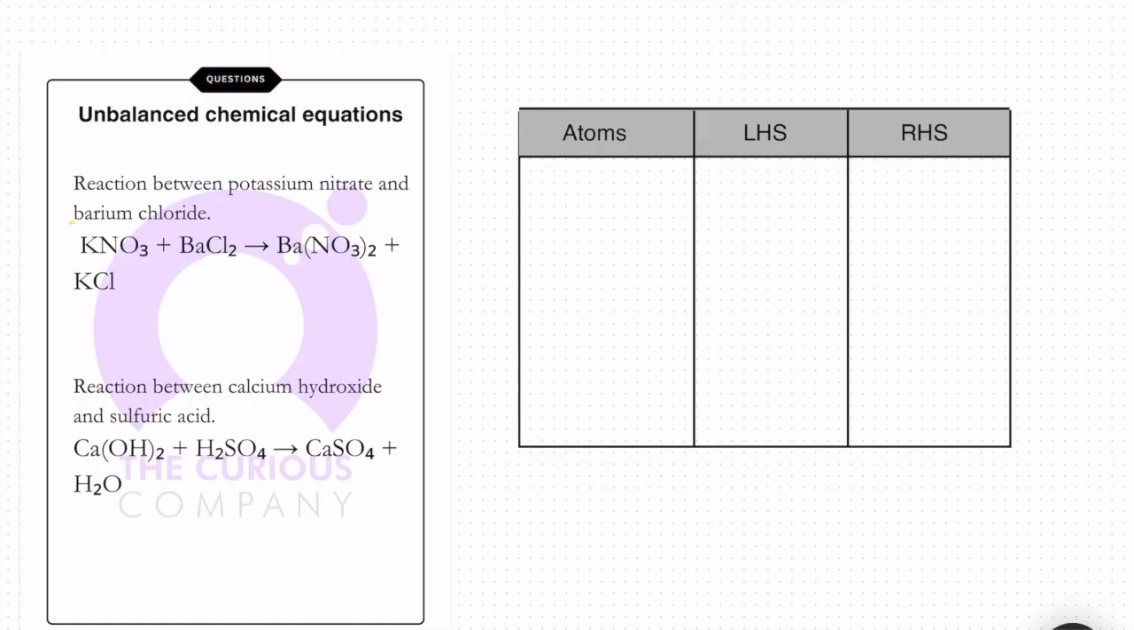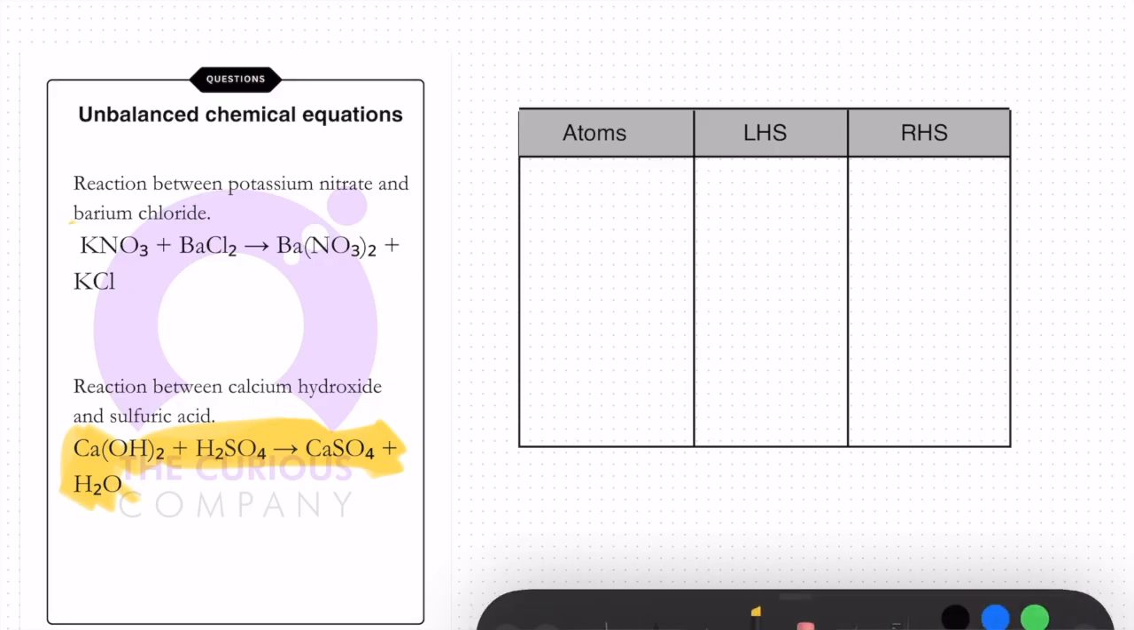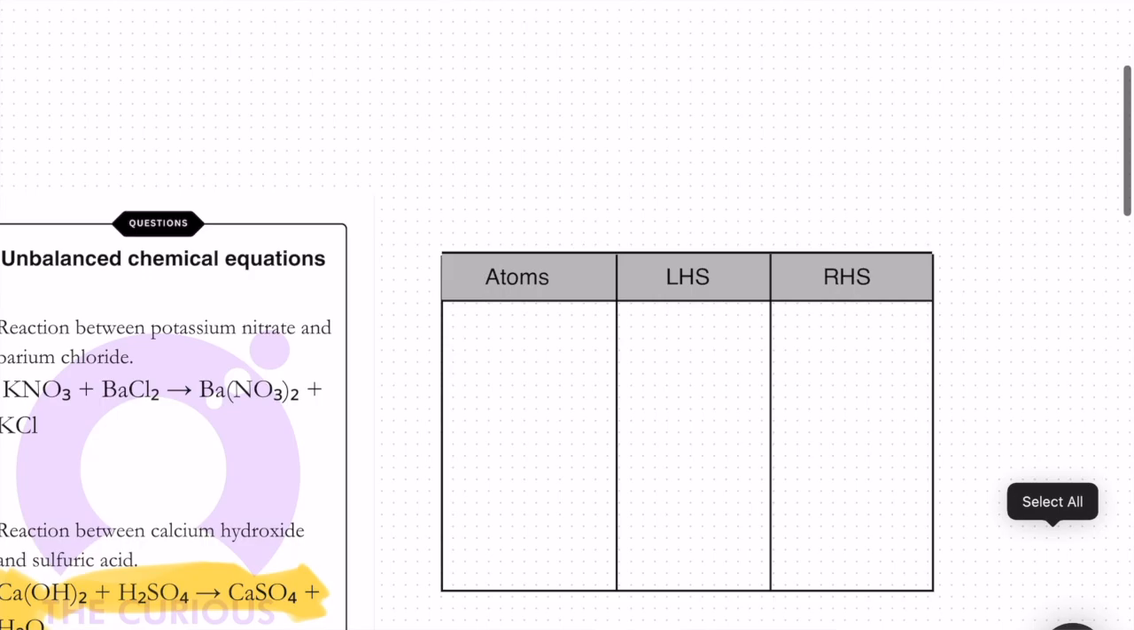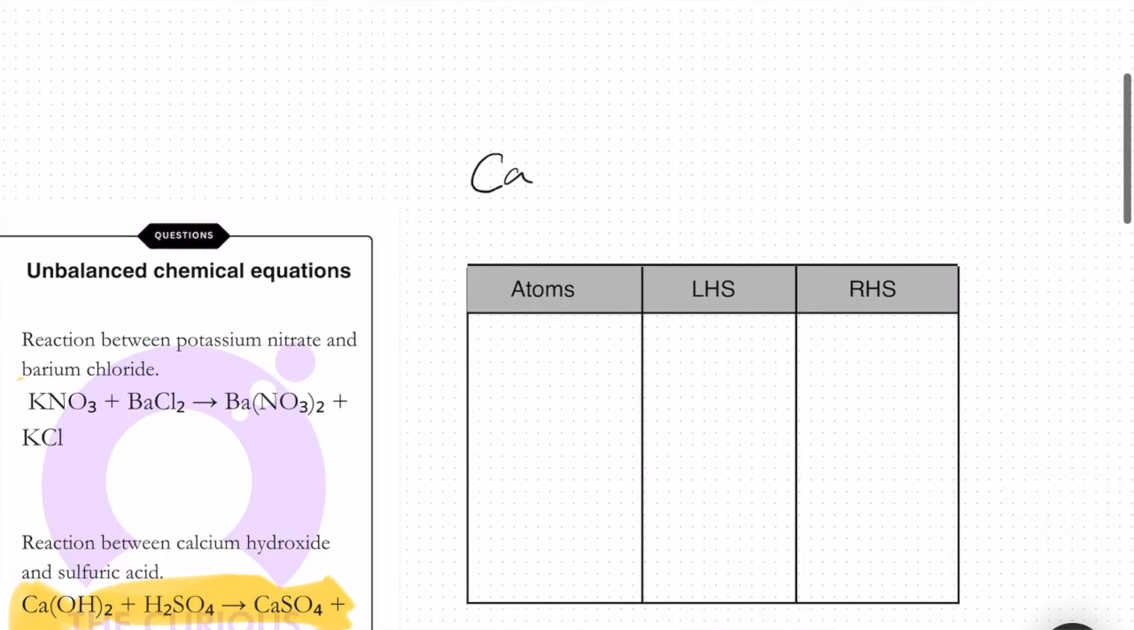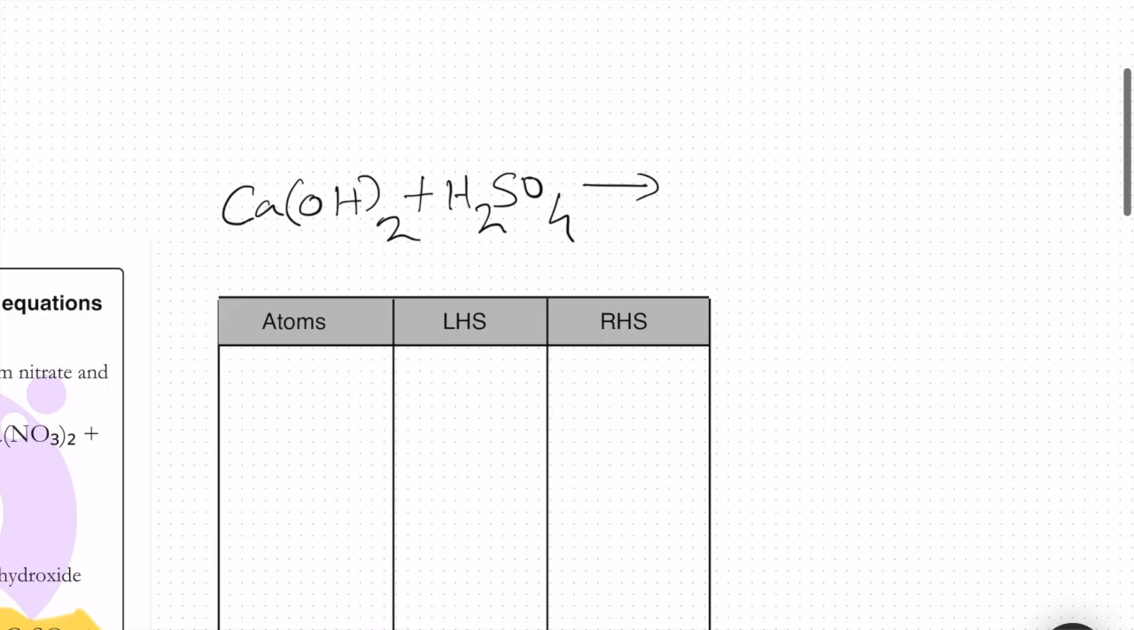Let's consider the reaction between calcium hydroxide and sulfuric acid, which gives rise to calcium sulfate and water. We'll write down the equation here. Calcium hydroxide plus sulfuric acid gives rise to calcium sulfate and water. So we'll be repeating the same exercise here. We'll list down the number of atoms.